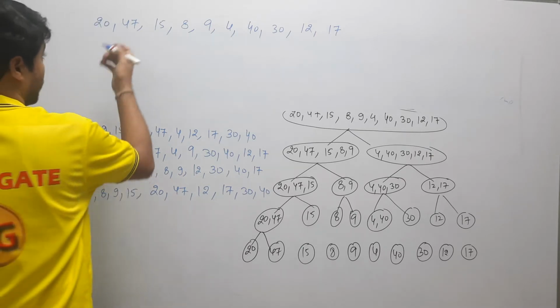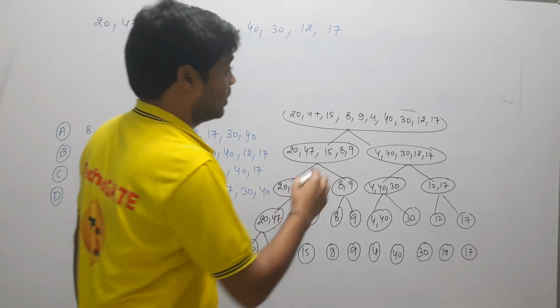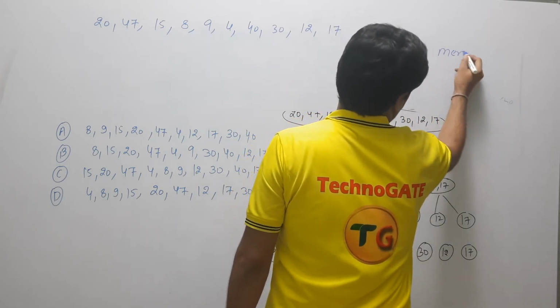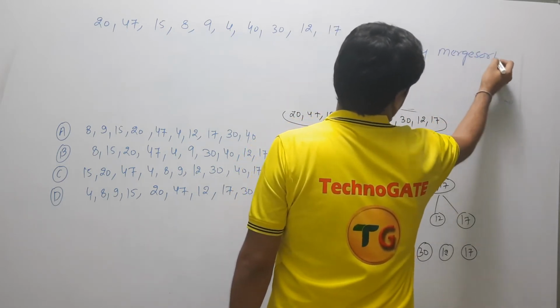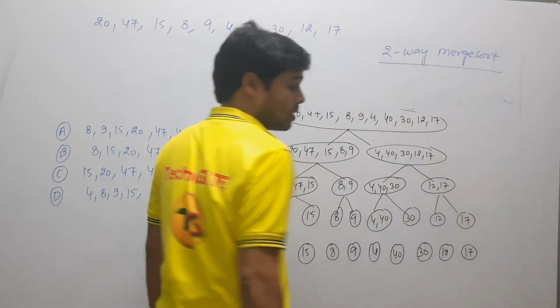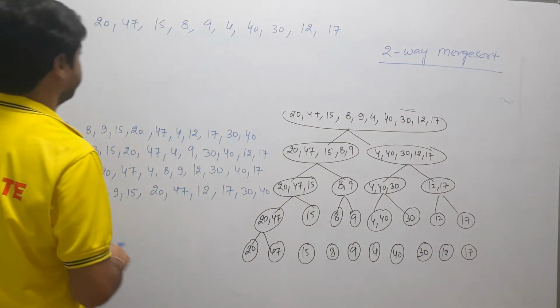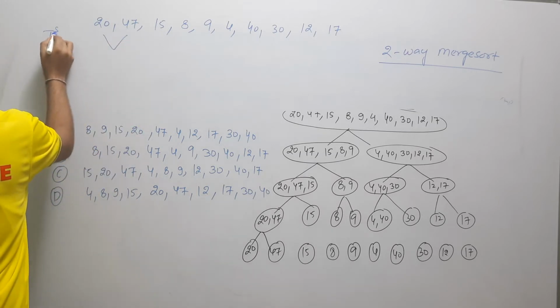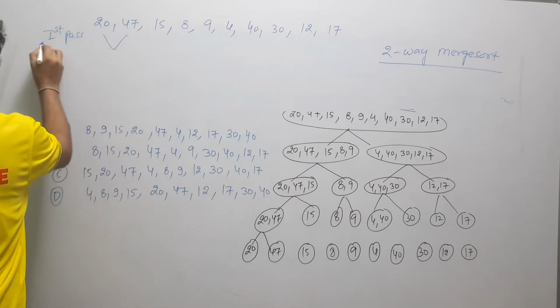So two elements, one, two, because it is a two-way merge sort. Okay, two-way merge sort is there. So how does it work here? Let's check. So the first pass. Then what will happen here?